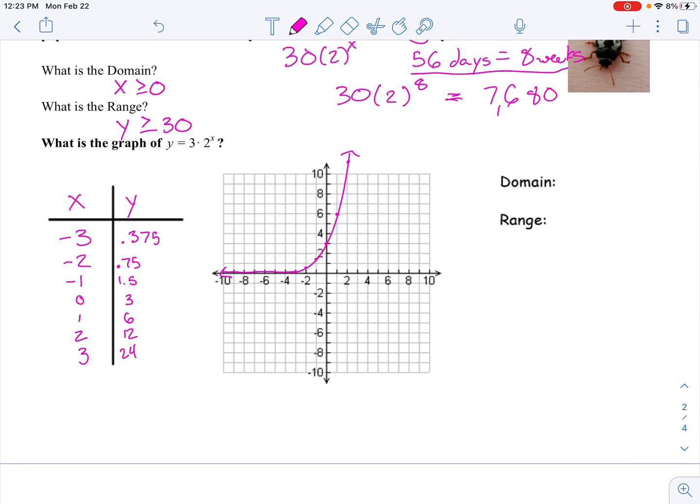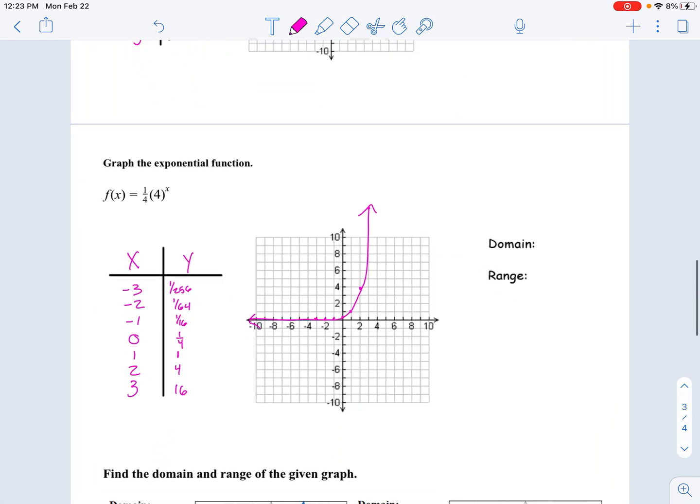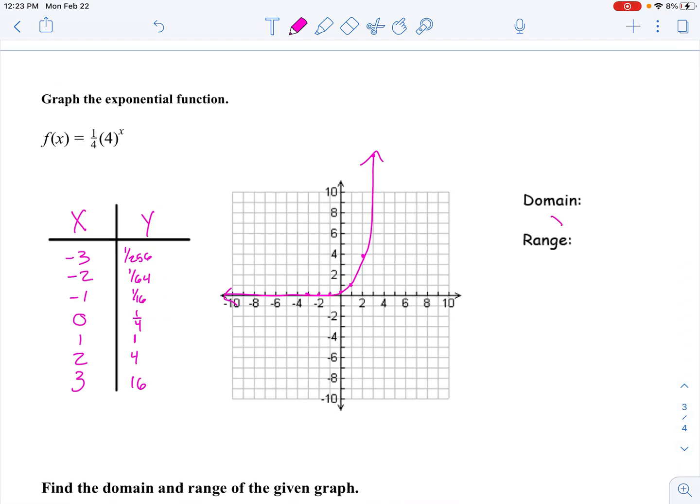Last little question here. It says what is the graph of this, so you can obviously see that I've already graphed it. But my domain is going to be all real numbers because it's a graph, and that's what we've been talking about. Our range, it looks like we're not crossing 0 again, so y is going to have to be greater than, oops, I put equal to. Our y is going to have to be greater than 0. Same situation right here. All real numbers. Our range, y is greater than or equal to 0.